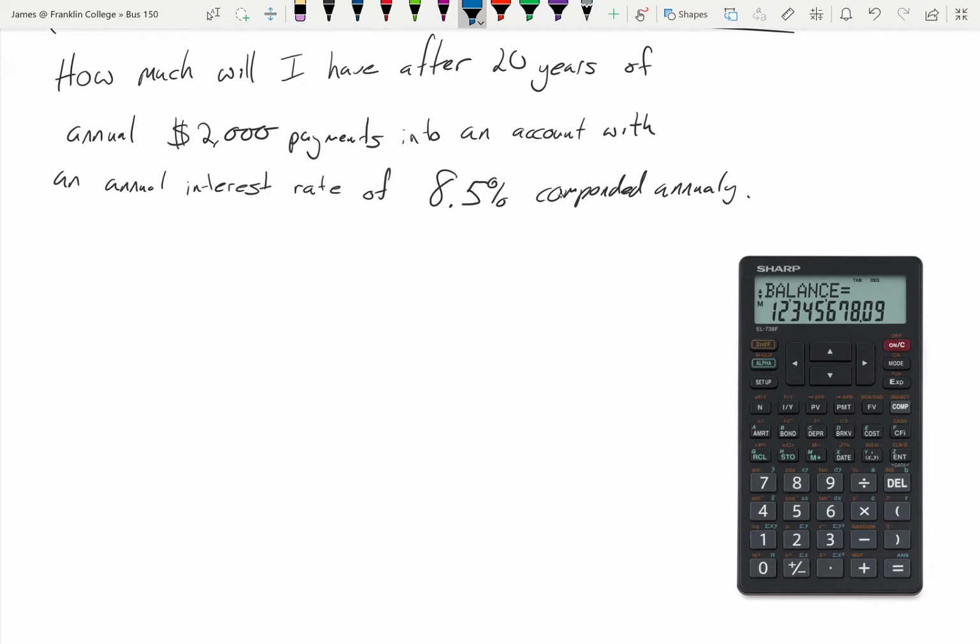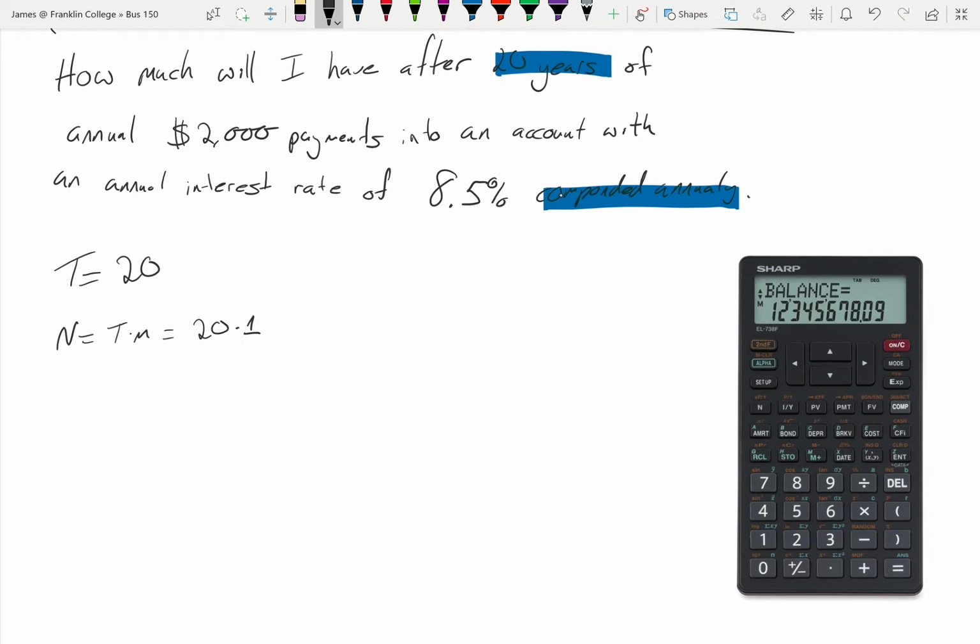So we are looking at how much is going to be in the account after 20 years, so we know that our T equals 20. And because we are compounded annually and we're making annual payments, we know that our N, once again, is still going to be our T times M. So in this case, it will be 20 times 1. If we're making annual payments, our M equals 1. So 20 equals our N.